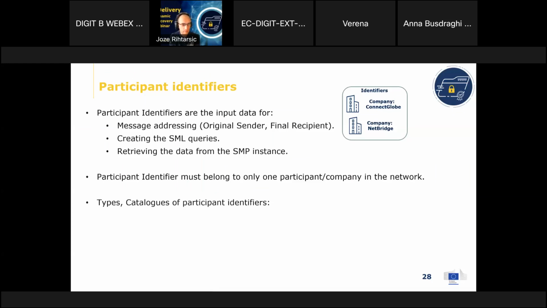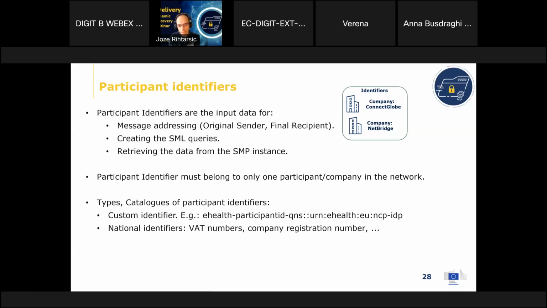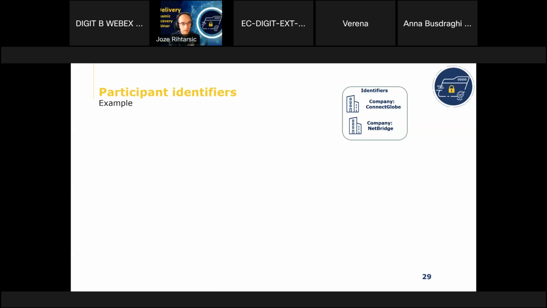And what kind of types of participant identifier catalogs can we use? For example, we can have a custom identifier. Here in the last line is a custom identifier which is used by the eHealth project. Then if the network is on the national level, we can use, for example, VAT numbers or company registration numbers. But if the network works globally, so it's international, then we must use international catalogs of identifiers. And one of them, for example, is ISO 6523, which I will explain in more detail in the following slides.